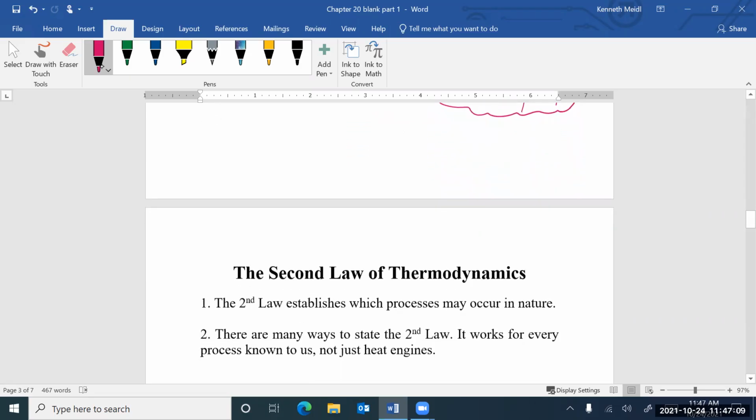Okay, now the important thing here is that the second law establishes what may or may not occur in nature. So some things are just not possible. A ball rolling uphill on its own is not possible, not when there's a net force of gravitation down on it. So unless you push the ball up the hill, it's certainly not going to do that. We just don't see those things happening.